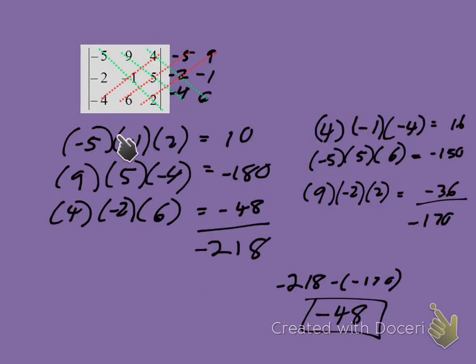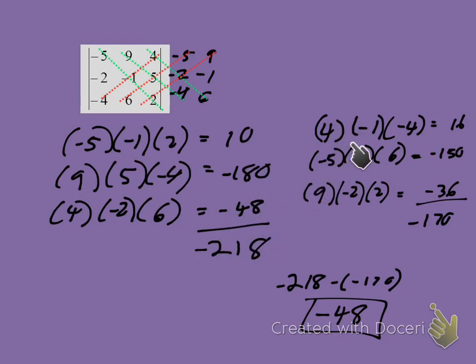Okay. Negative 5, negative 1, 2. That's where your boo-boo was. The top right here. This should be a positive sign, not negative. Okay. 9, 5, negative 4 is negative 180. 4, negative 2, 6, negative 48. Add those all up, you get negative 218.